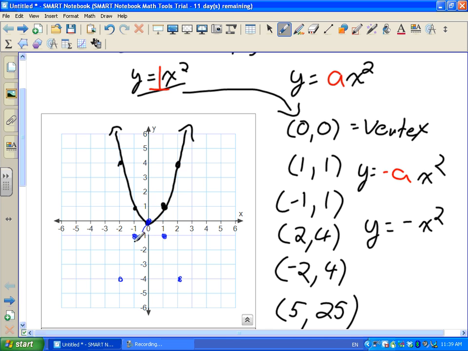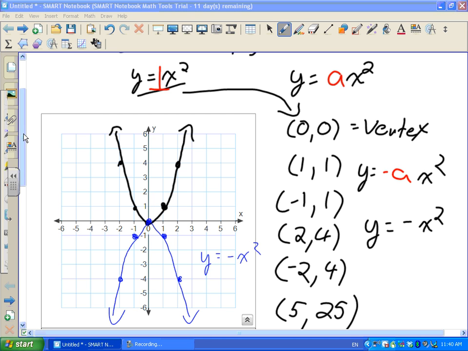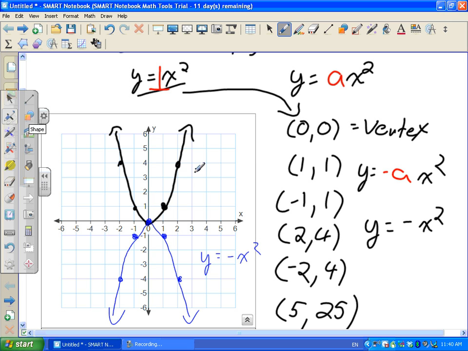So if you notice, this parabola is y equals negative x squared. In other words, a is negative. And that parabola there is y equals x squared. In other words, a is positive. Okay? So first of all, if a is positive, we open upwards. If a is negative, we open downwards.